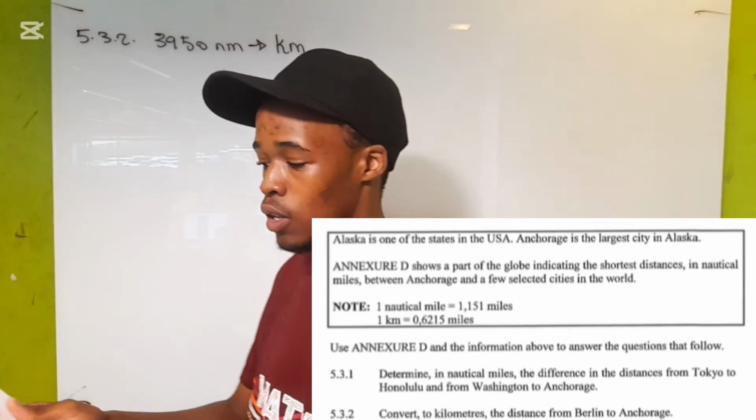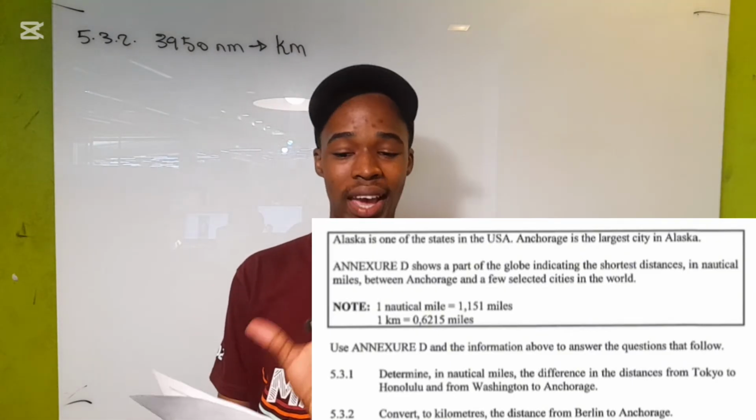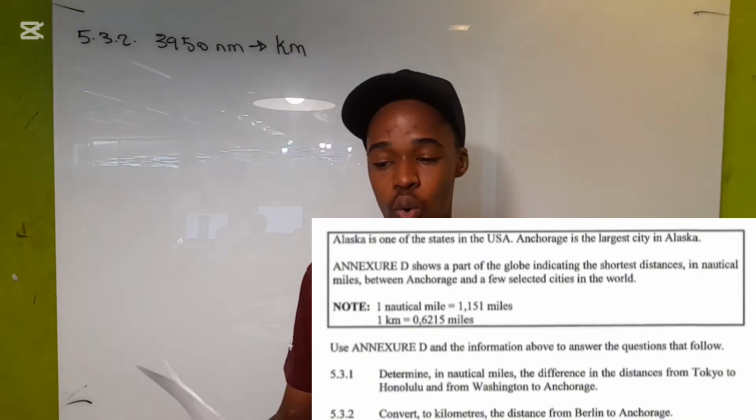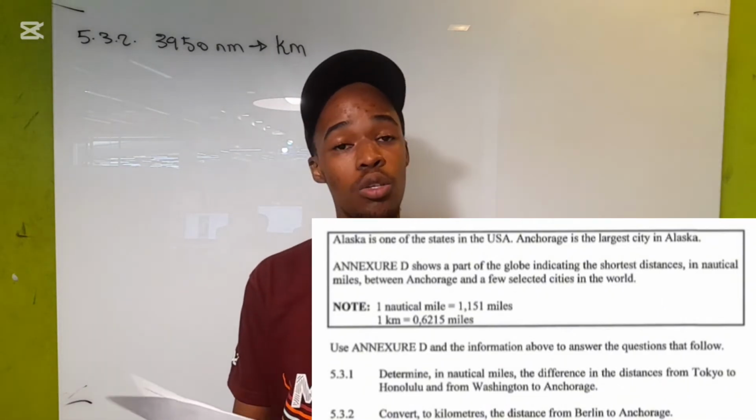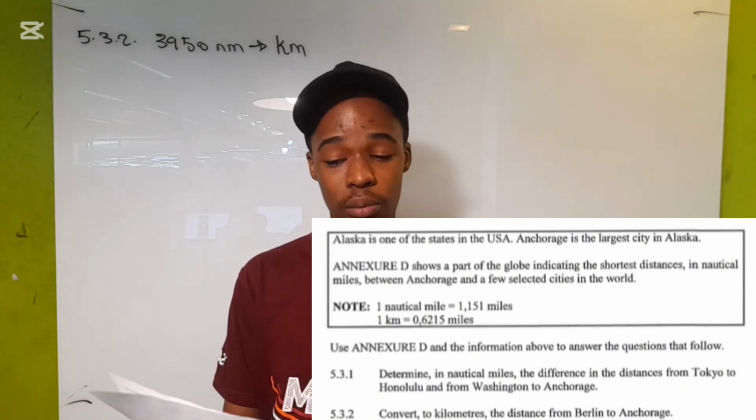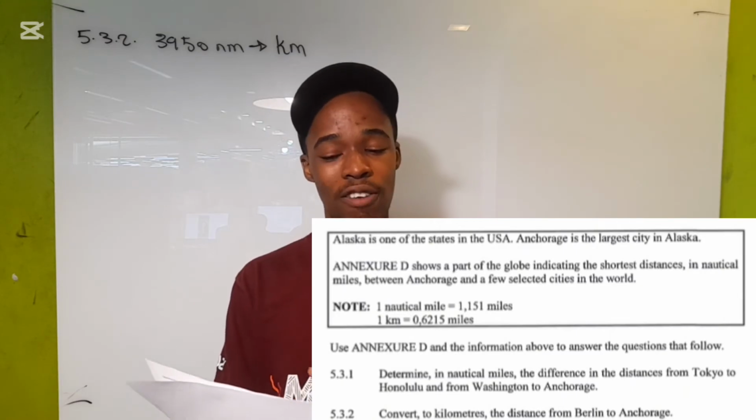So now let's go back to our scenario and look at the part that says note. We have been told that 1 nautical mile equals 1.151 miles and 1 kilometer equals 0.6215 miles.